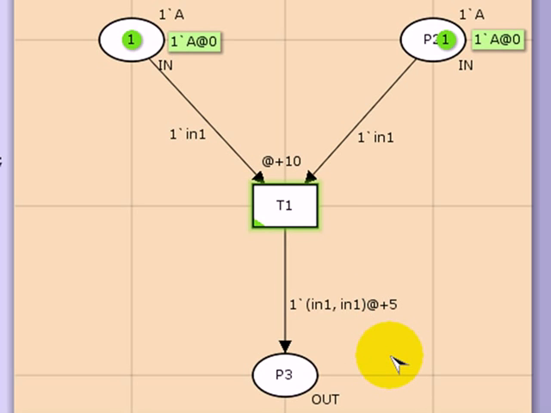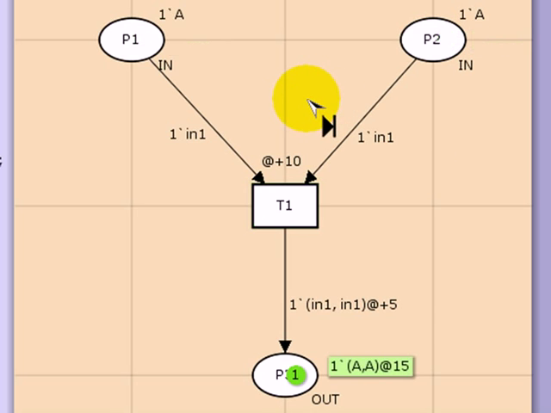So this way what I have done is I have a time delay of 10 on T1 and a time delay of 5 on the output arc. Let me rerun it and see what happens. Now I have an output token with a timestamp of 15 on it. So the delay of the transition is added to the delay on the arc.